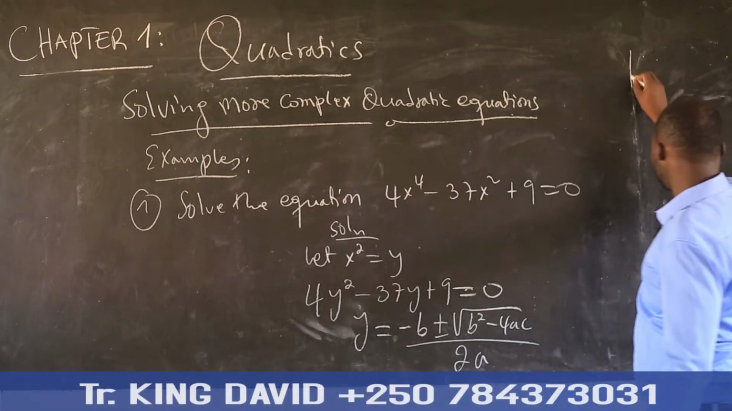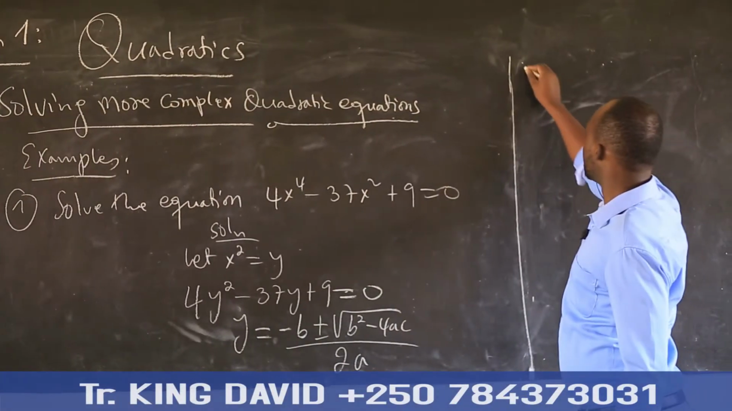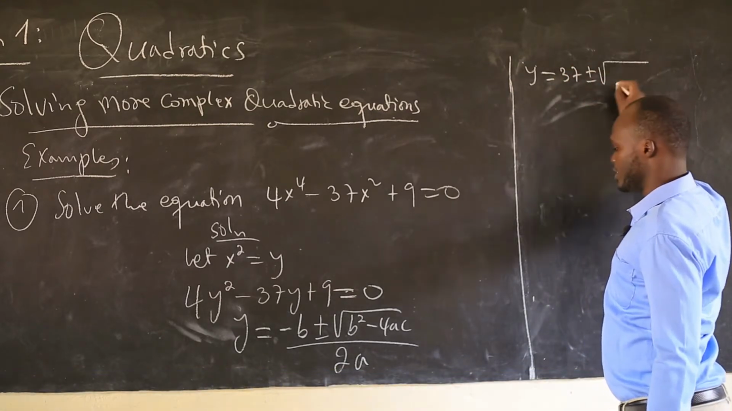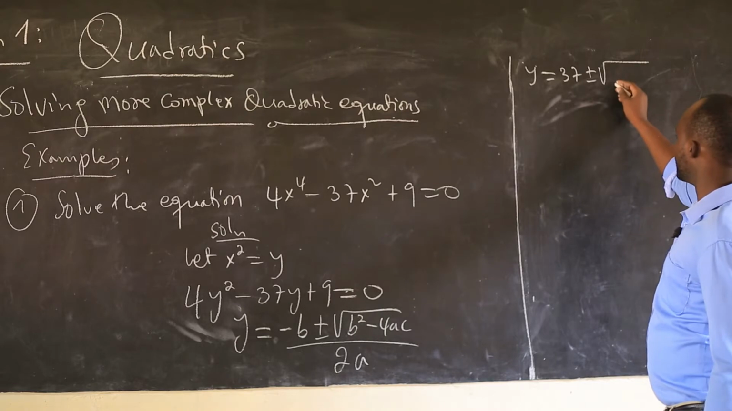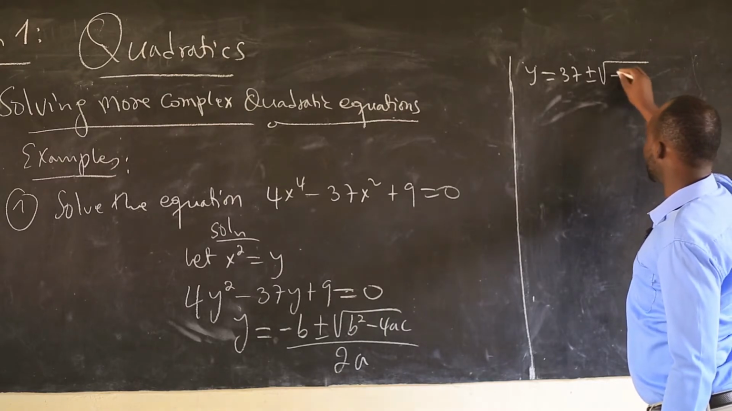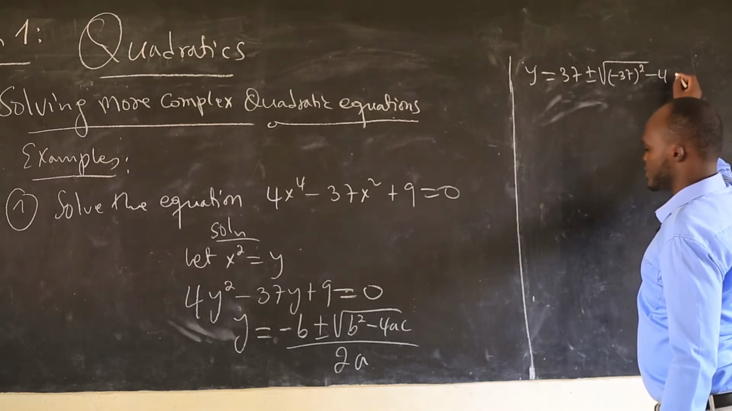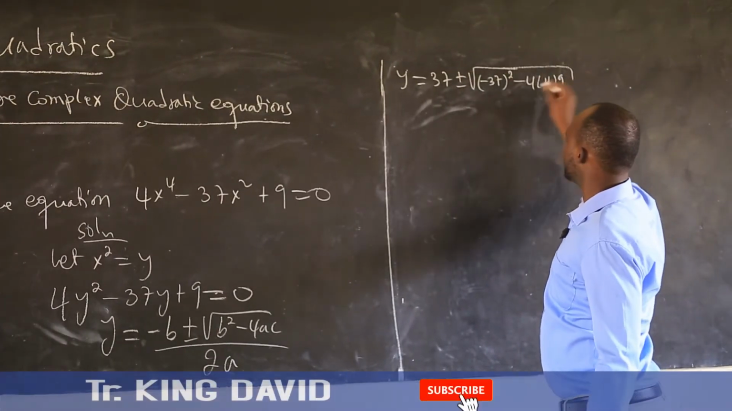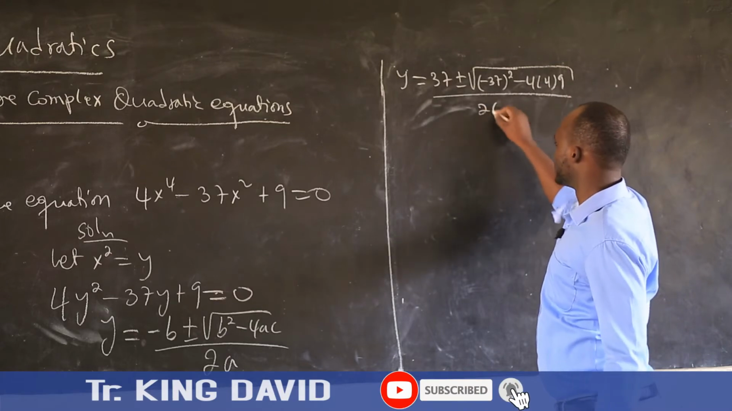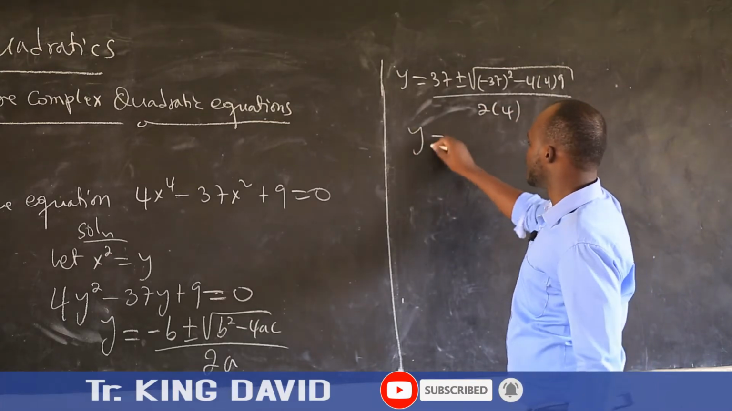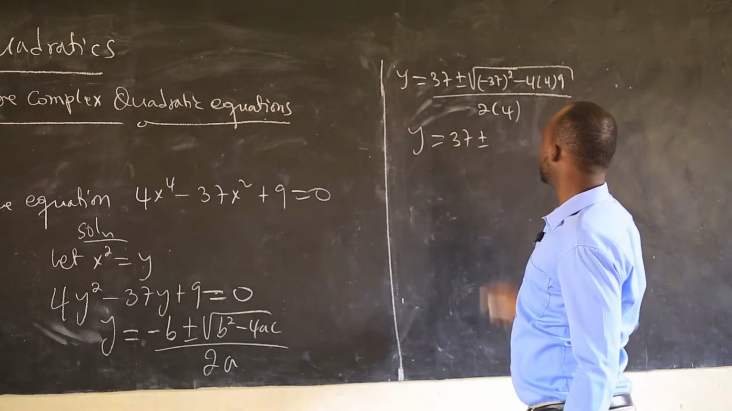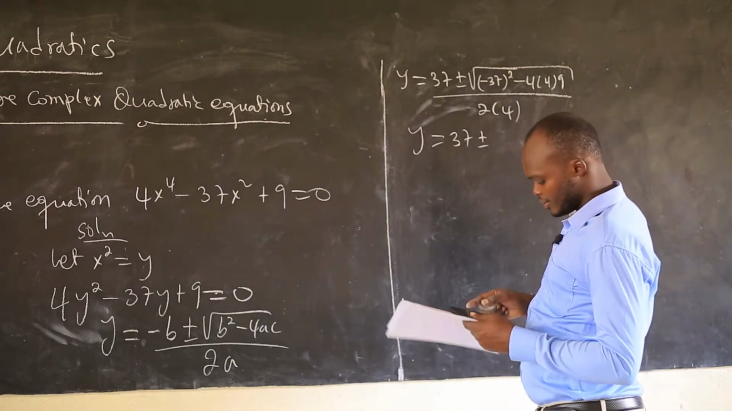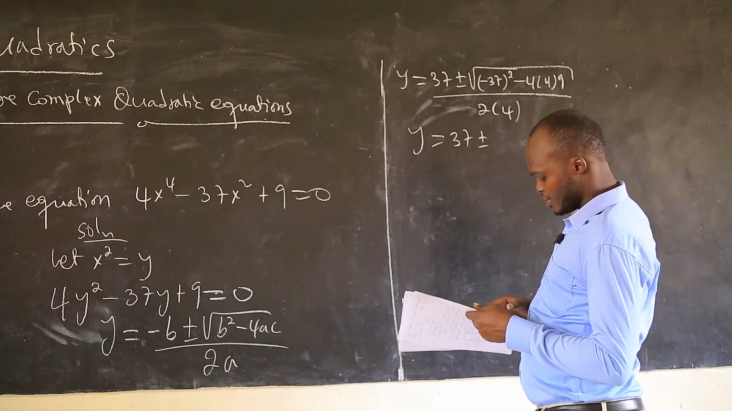So meaning that our y will be equal to 37 plus or minus the square root of b squared, that is negative 37 squared, minus 4ac. What is our a? 4 times 9, divided by 2a, 2 times 4. So y will be equal to 37 plus or minus the square root of, we take 37 squared. Let us use the calculator.